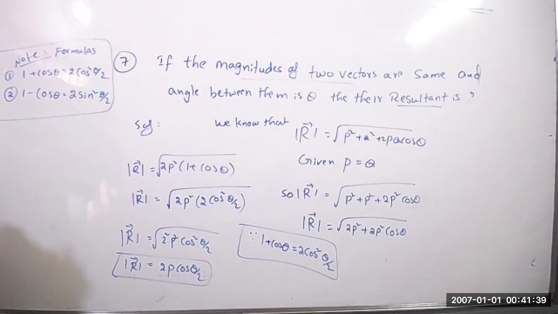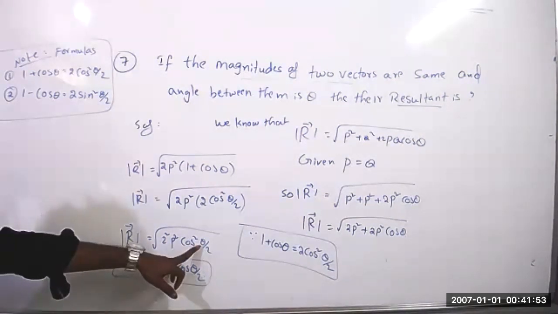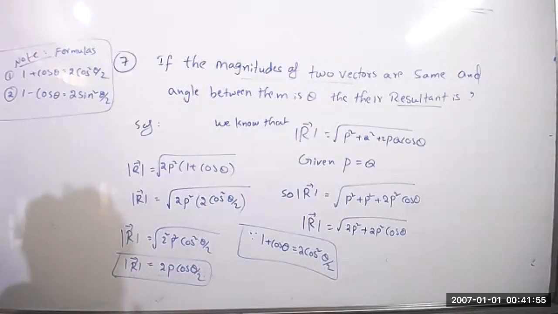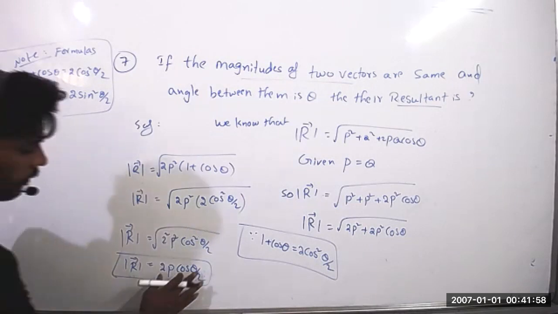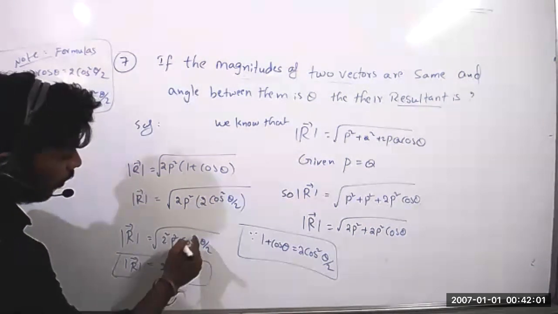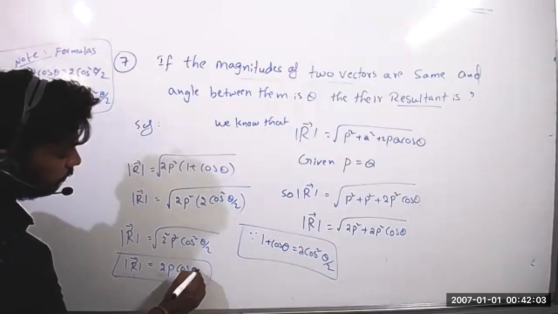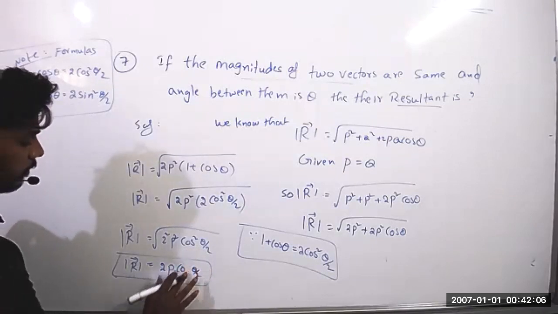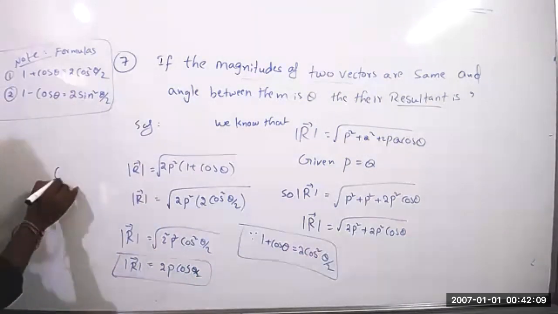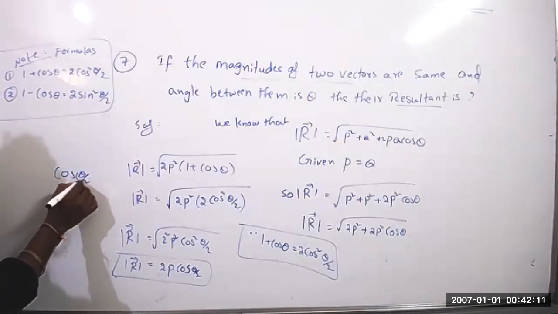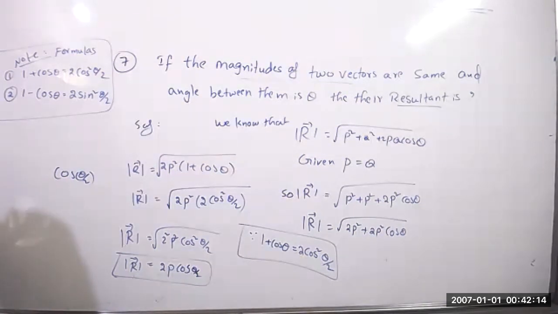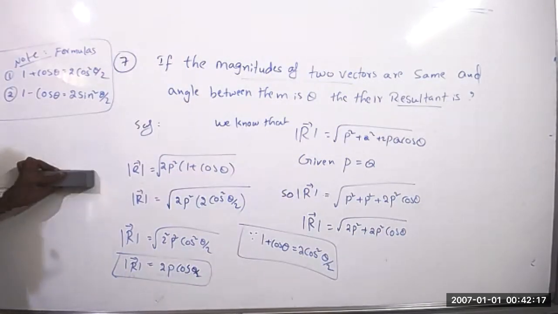Now did you understand how we got this? Theta is under 2, not cos. Cos theta is under 2. This is theta by 2. Only theta by 2 or cos square theta by 2? No, cos square theta by 2. So cos square into theta by 2. We will write cos theta, right? In the theta place, theta by 2 is there.